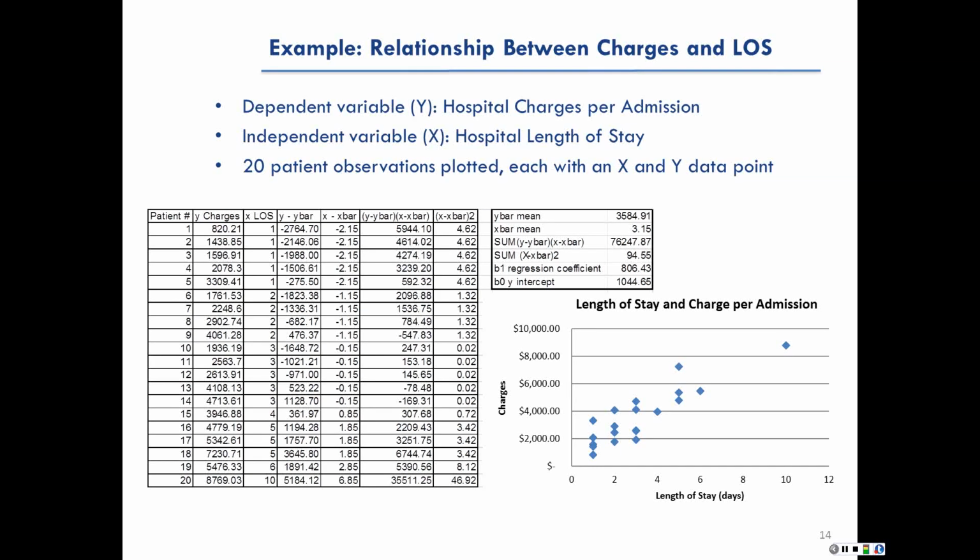So you see I've squared the x minus x bar values in that last column of data, and then I just sum all those up, and that's the denominator. And so for the beta 1 regression coefficient, it's simply that numerator, the sum of y minus y bar multiplied by x minus x bar, divided by the denominator, the sum of x minus x bar squared, the sum of squares. And so there you go, we got the regression coefficient, and here it's 806. I'll talk about on the next slide what that means.